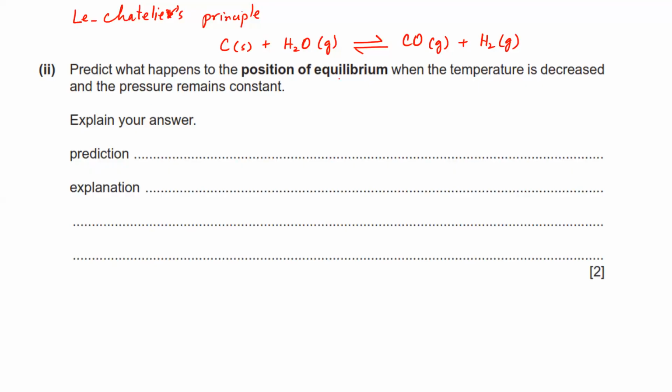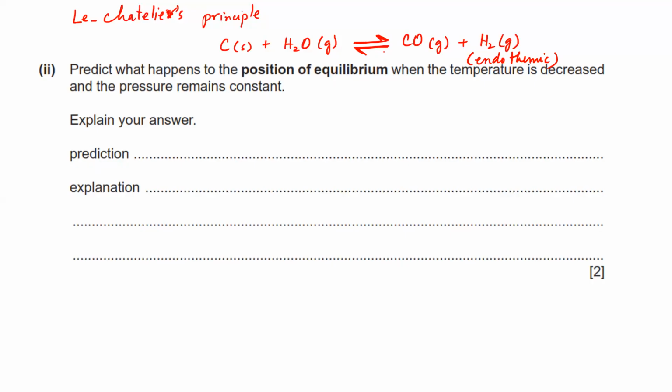So what happens to the position of equilibrium when temperature is decreased? And this is an endothermic process. So if temperature is decreased, it means that forward reaction has increased. How will the system balance? If my forward reaction is increased, the system will increase the backward reaction to compensate for that.